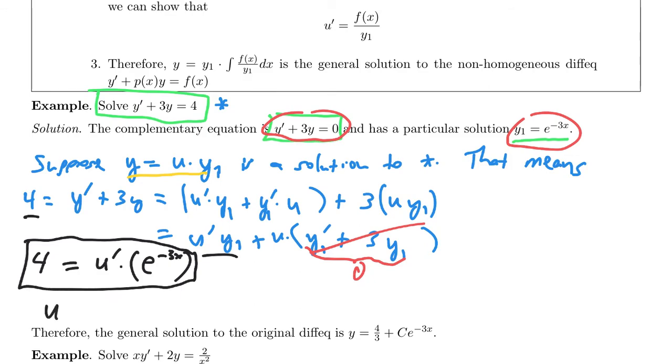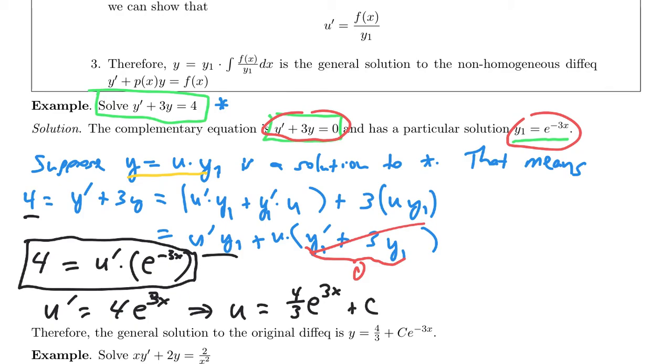So this is what I'm ending up with. And so that means I know that u prime, and I'm not going to divide both sides by e to the minus 3x, that's weird, I'm going to multiply both sides by e to the positive 3x. So u prime will be 4 times e to the positive 3x. So that's just an antiderivative problem. So if u prime is 4 times e to the 3x, then u is 4/3 e to the 3x. We get that factor of 1/3 coming outside, plus a constant.